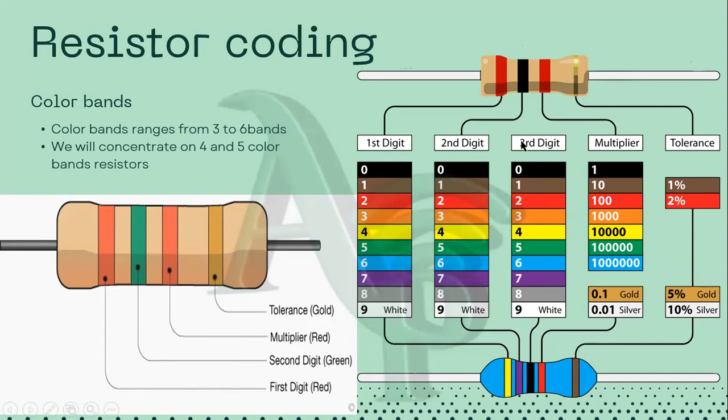So this time you don't check under third digit, because it's a 4 color band resistor. You go to multiplier, and the color we have here is red, and the figure you have for red is 100. So you multiply the first digit, 2, by the second digit, 5. We have 25 times 100. This is the multiplier, and that's going to give you the value of the resistor.